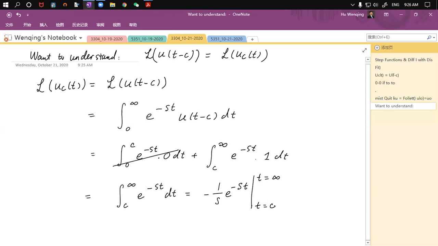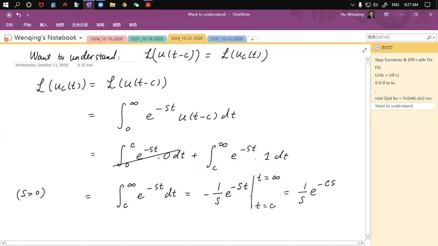Now, if t is equal to infinity, remember, usually we always assume that s is positive when we do the Laplace transforms, which means that if t is equal to infinity, e to the power of a negative number multiplied by infinity is a limit which is equal to 0. So in the end, you're going to just have 1 over s times e to the power minus c multiplied by s, where t is equal to c. Is that good for everybody?